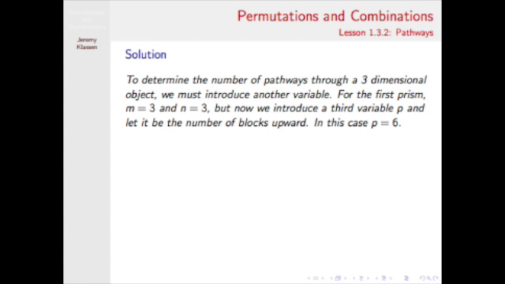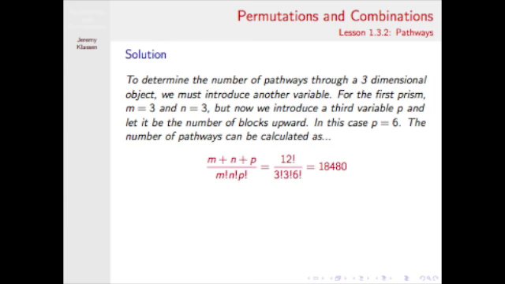Now, what we have to do here to determine the number of pathways through a 3-dimensional object is to introduce another variable. So for the first prism, we're going to let m equal 3 and n equal 3, and you can see how those match up with that object. But now we're going to introduce a third variable, p, and we're going to let that be the number of blocks that we have to follow upward, and in that case, p would be 6.